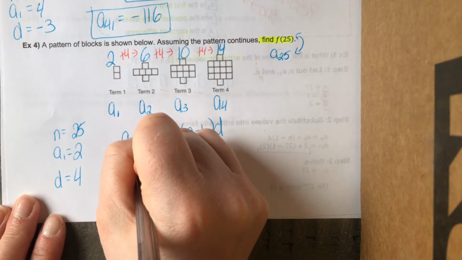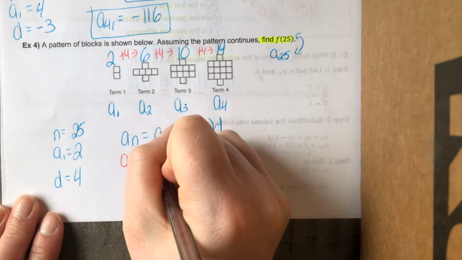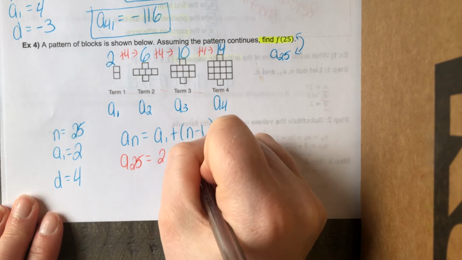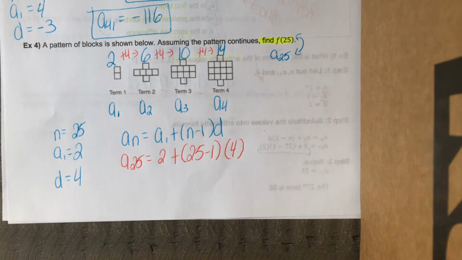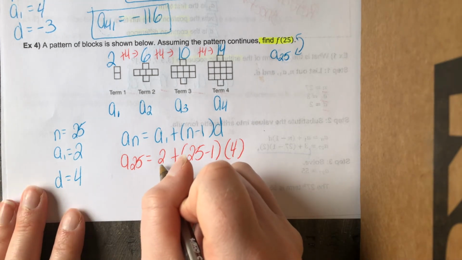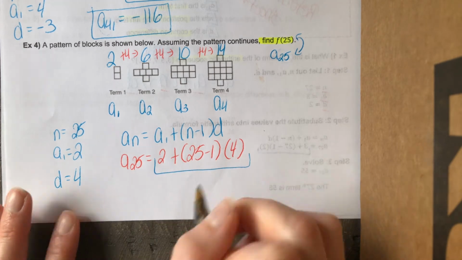So I know n is 25. I know that the first term is 2. N is 25. And the common difference is 4 inside parentheses. Now I'm going to go ahead and type this whole thing into the calculator at one time.